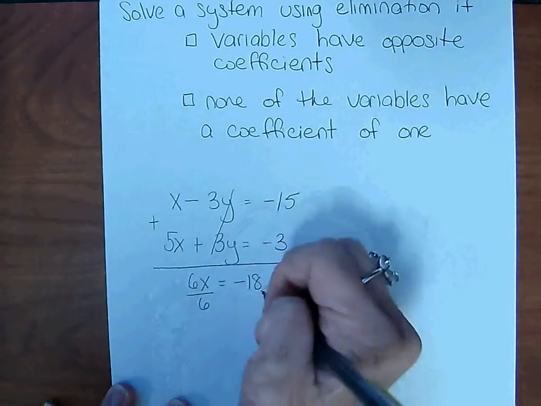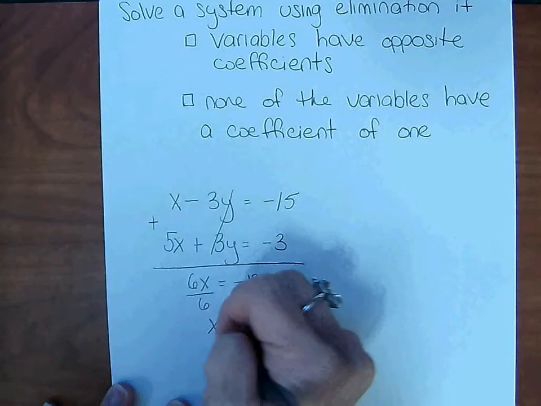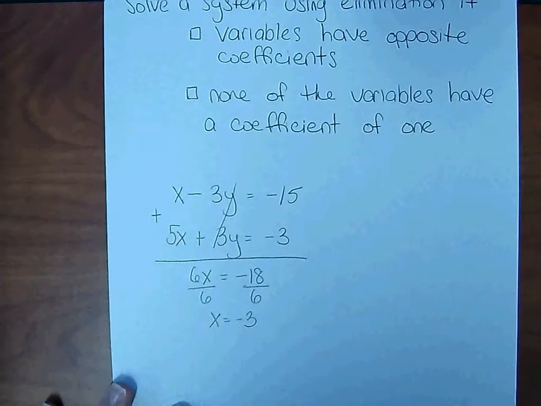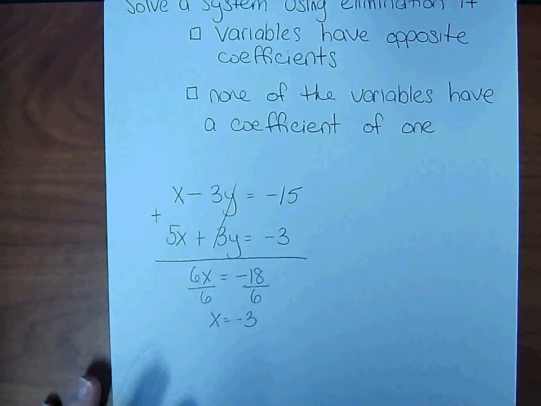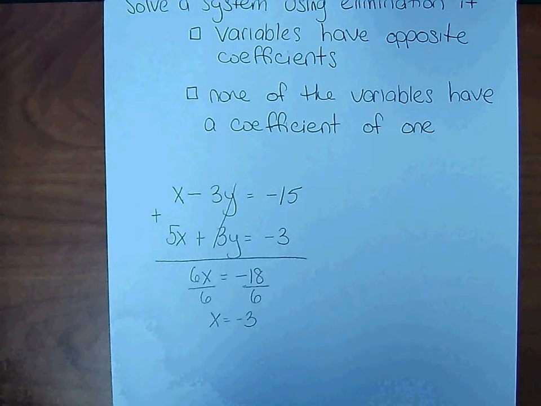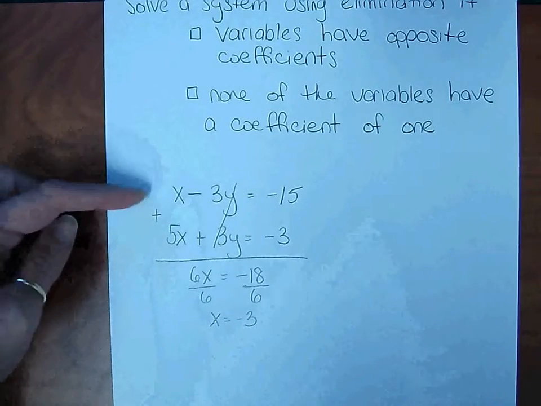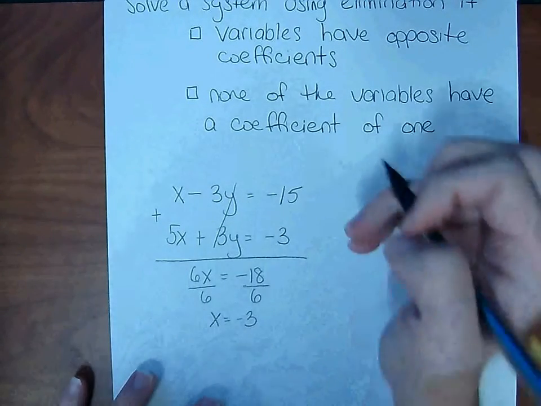Divide both sides by 6, and x is negative 3. Remember, we are not finished. The solution to a system is the point or points that is true for both equations, so we need an ordered pair. We need the y term. To find the y term, we're going to plug x into one of the given equations. I'm going to plug it into the first equation.